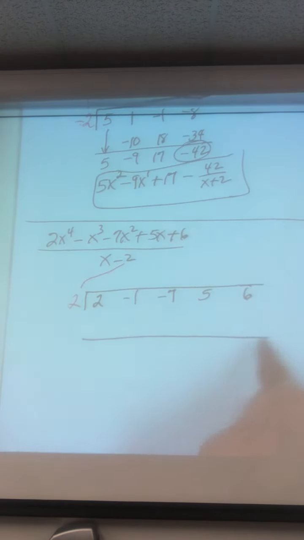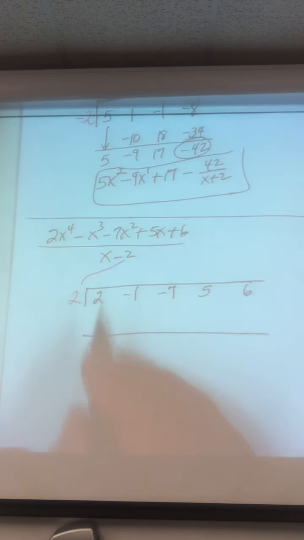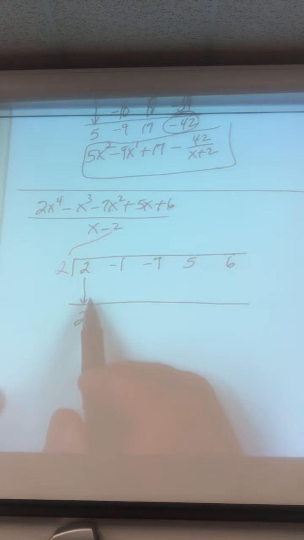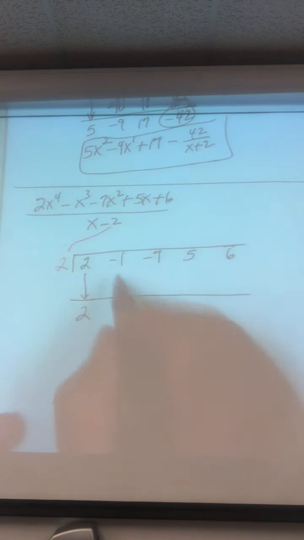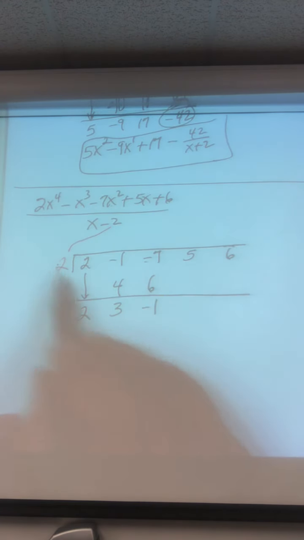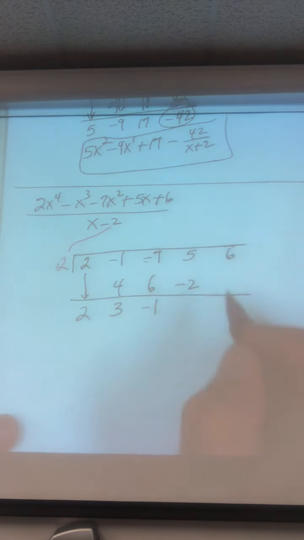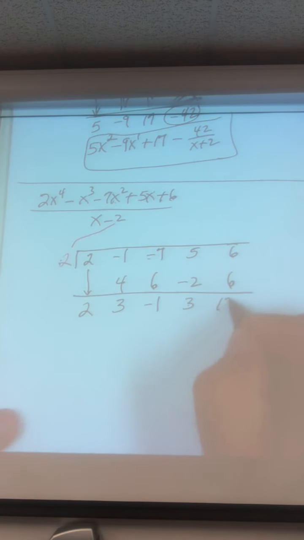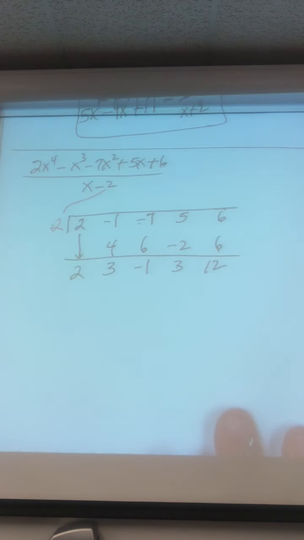Skip one line and draw a line. Bring the first number all the way down to your answer. Now cross multiply. 2 times 2 is 4. Negative 1 plus 4 is 3. 2 times 3 is 6. Negative 7 plus 6 is negative 1. 2 times negative 1 is negative 2. 5 minus 2 would be 3. And then 2 times 3 is 6. And 6 plus 6 is 12.